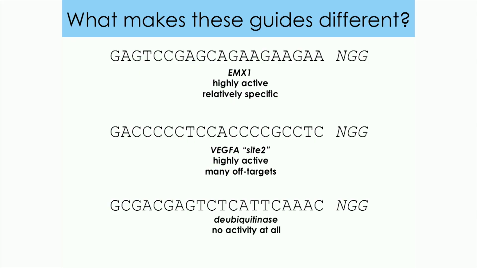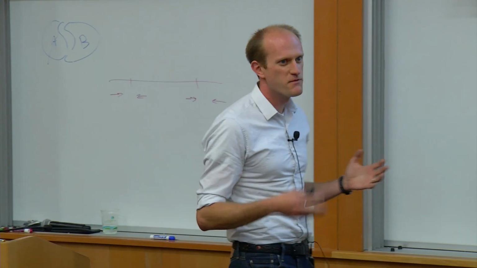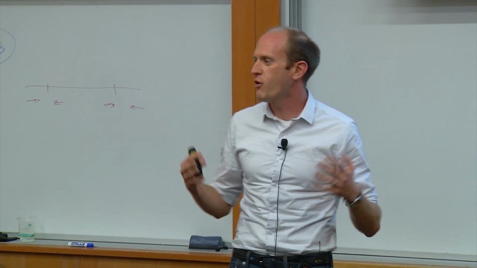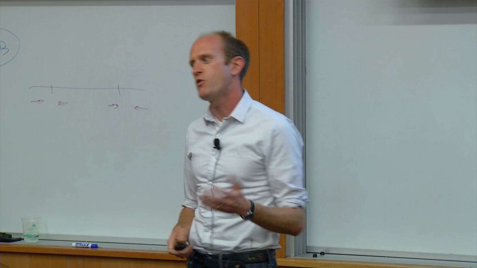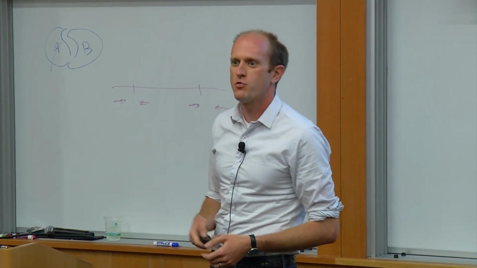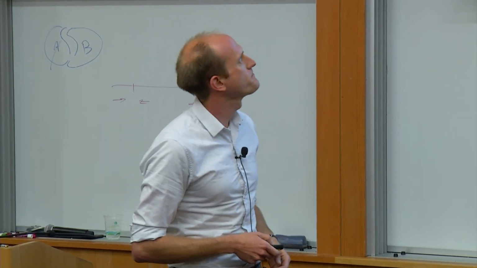And this is a guide that we've tried in the lab. And I challenge you to find something different between this guide and this guide. This guide is completely inactive. It does absolutely nothing at the target. And this one is very highly active. And so at the moment, the state of the field is that we're trying to come up with rules and figure out what differentiates these guides from each other. What makes one guide active and what makes one guide completely inactive.